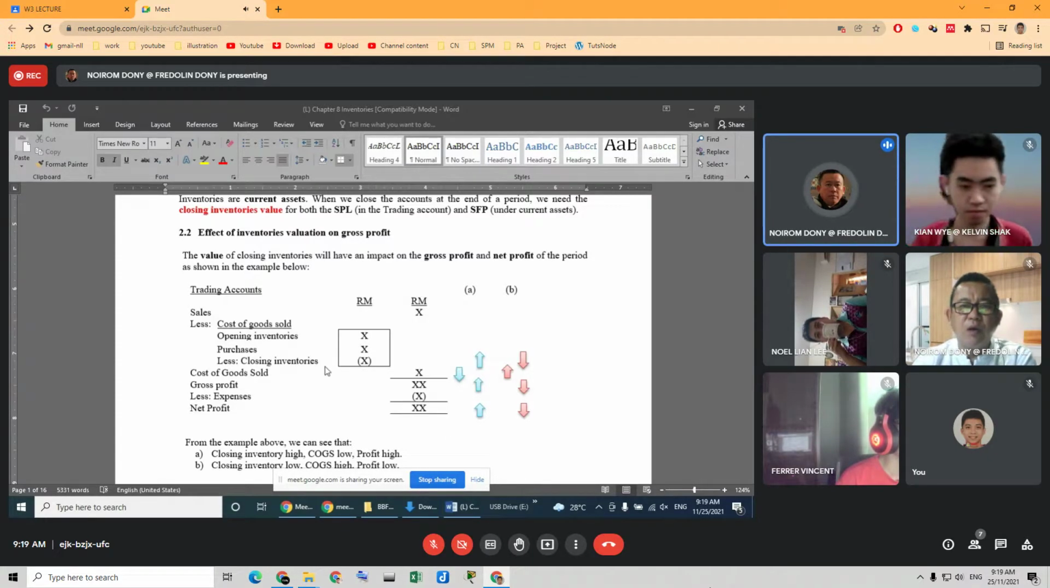So if we overstate our closing inventory, what happened? We overstate our net profit, of which that increase of the net profit is not because we sell more, but just because we use a higher value of the closing inventory. So it doesn't give you the true profit, isn't it? It is not fair, because if you present a higher gross profit, not because the business is improving, but just because you have used the overstated value.